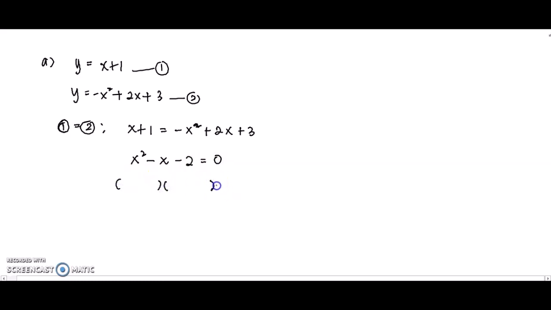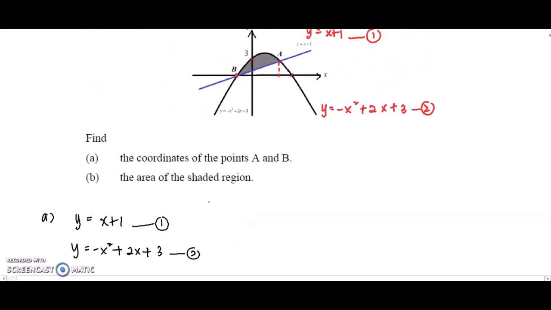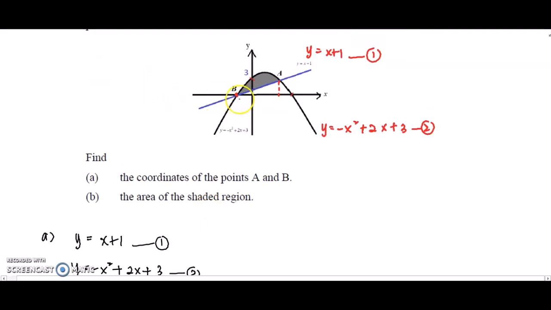Factorize the quadratic equation that you have. Then we have (x - 2)(x + 1). You can expand and check your answer, check your factorization, whether it is correct. Then you have x equals 2 and x equals negative 1, which means you have two intersection points. B is at x equals negative 1 and A is at x equals 2.